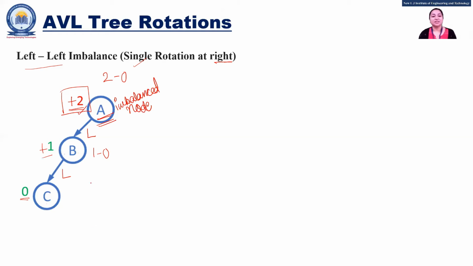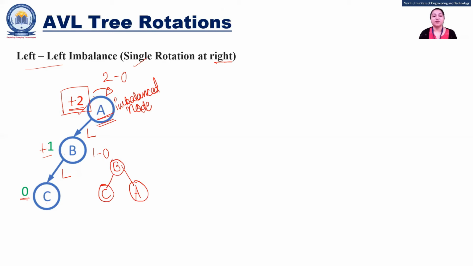In that case, we have to rotate the imbalanced node to the right. Means we will pick this A and pull A to the right. So how can we do this rotation about A? We will pick A and pull it to the right. If we pull A to the right, we will have A at the rightmost subtree. Then we will have B as the root node and C will stay as it is in the left subtree.